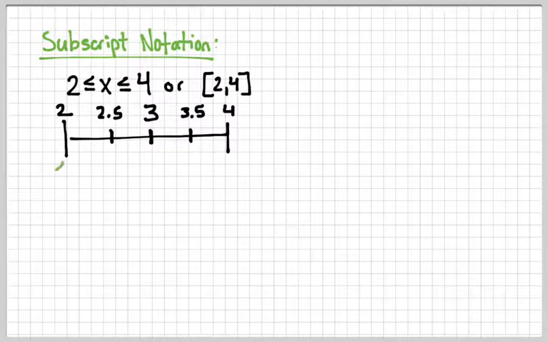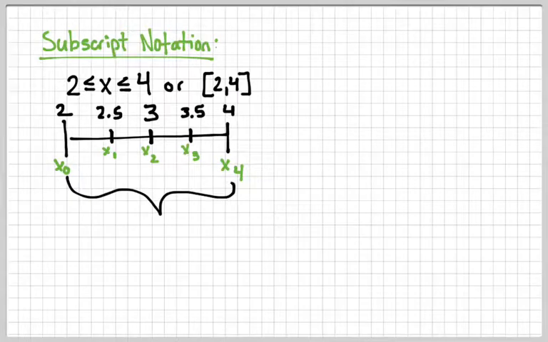We're going to refer to each of these as x sub 0. Oops, let me zoom in here. x sub 0, x sub 1, x sub 2, x sub 3, and the last one will be x sub 4. Now, if you look at how many pieces are here, you can tell that there are 4 equal pieces.